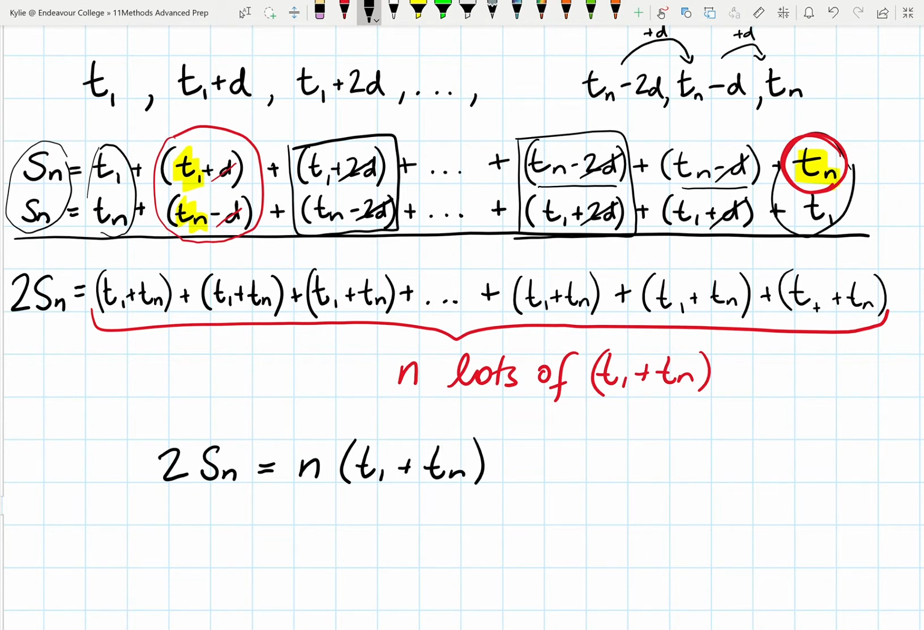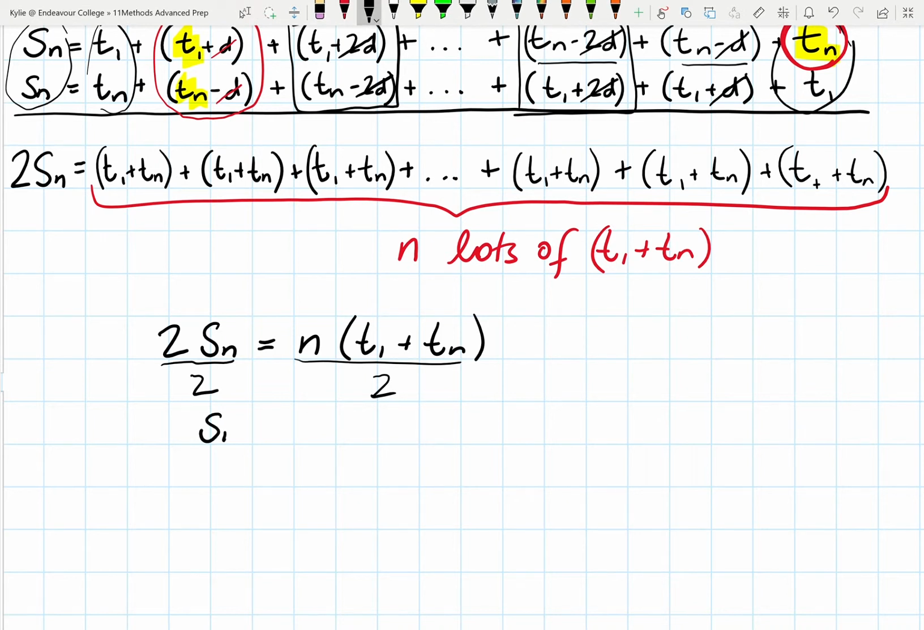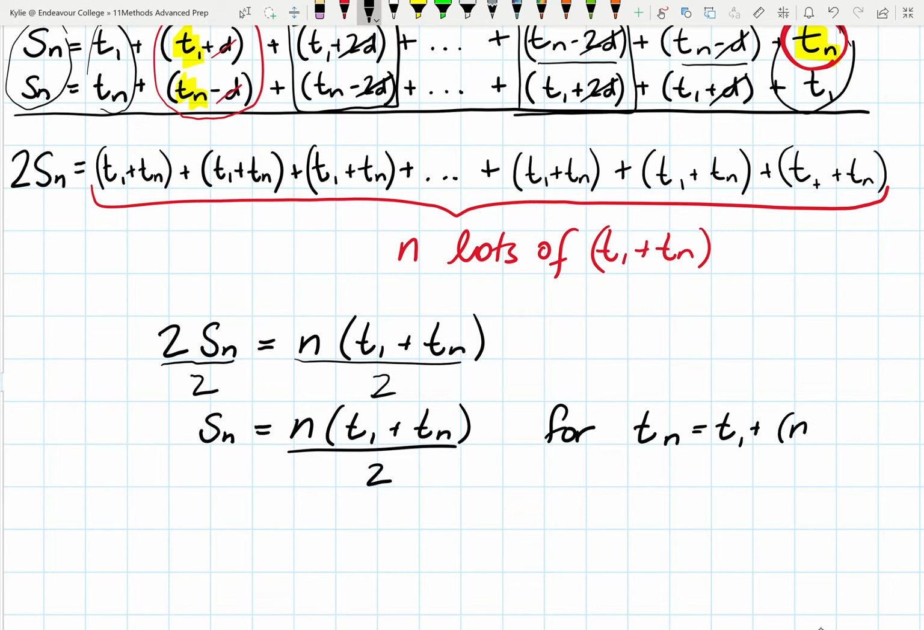We're not interested in 2 lots of the sum, we're only interested in 1 lot of the sum, so we divide by 2 to get rid of that 2 on the left-hand side, and we're left with the sum to n terms is n times T1 plus Tn on 2. And just a reminder that is for Tn equals T1 plus n minus 1 lots of d.